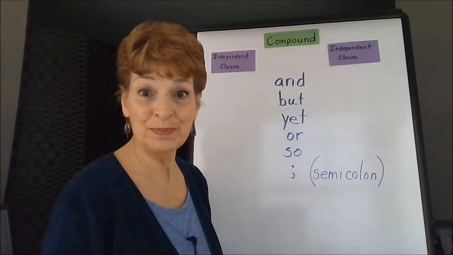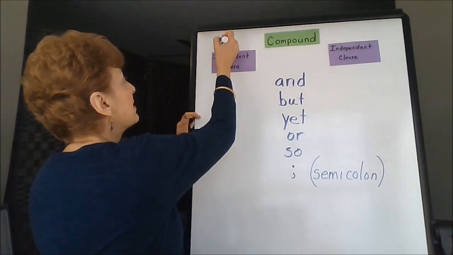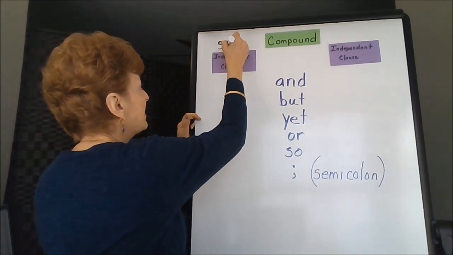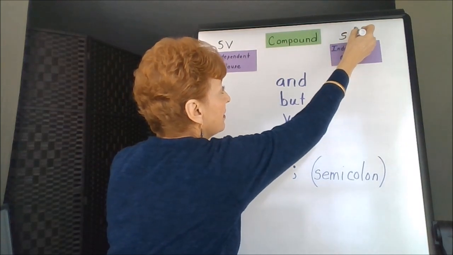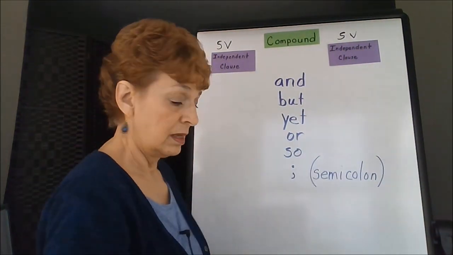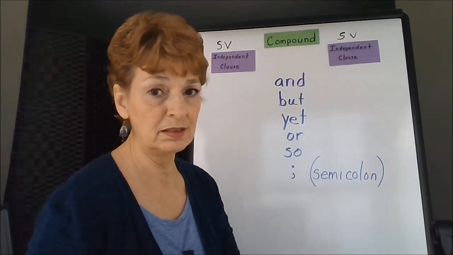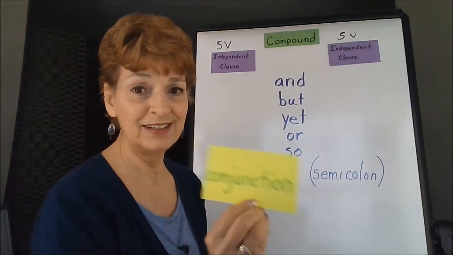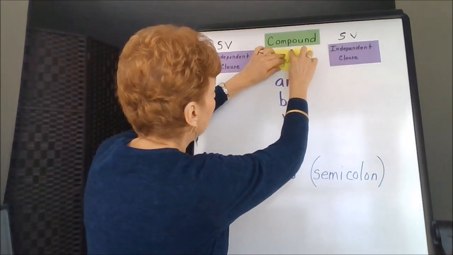A compound sentence is made with two independent clauses. So we have a subject and verb in this clause and a subject and verb in this independent clause. The clauses are joined with another part of speech called a conjunction. The conjunction fits right in between the two independent clauses.